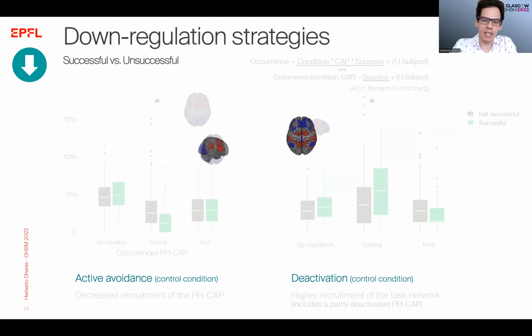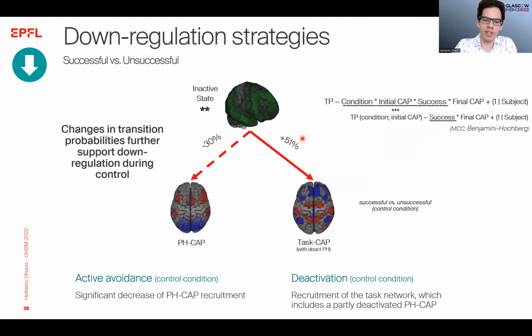Also, a very interesting aspect of this is that this is supported by transition probabilities. So you know that you have this inactive state in co-activation pattern analysis, and that you move out of it to have active CAPs. And what we see is that successful participants learn that when they move out of this inactive state, they preferentially recruit less the presence hallucination CAP and more the task CAP, which includes the activations over the presence hallucination network in the control condition. So these are our two strategies that participants found.